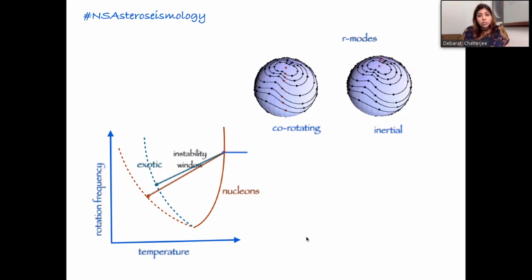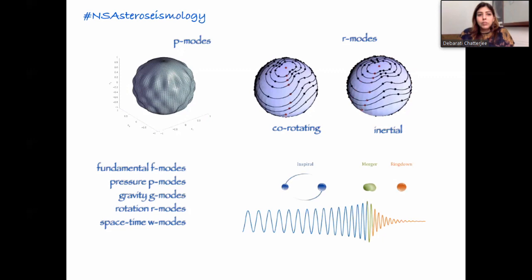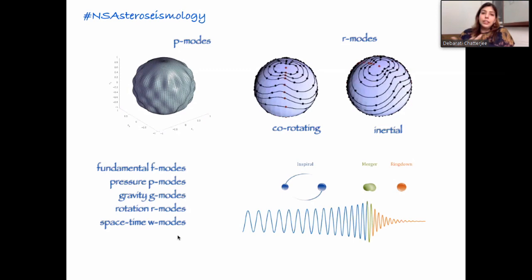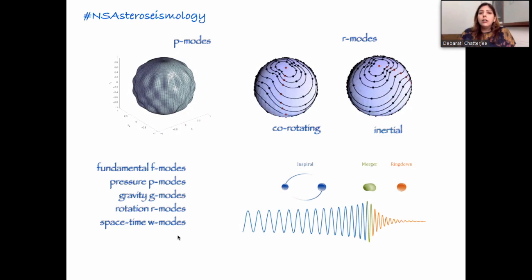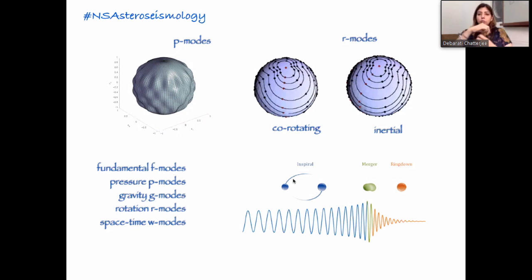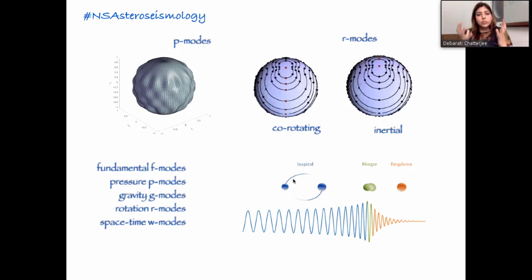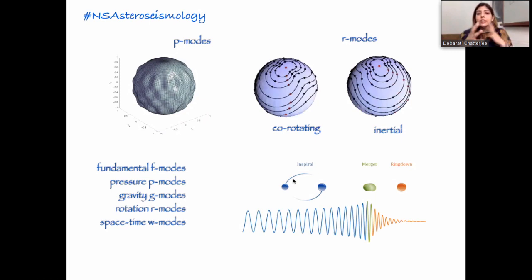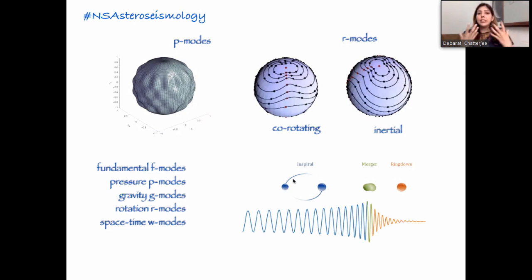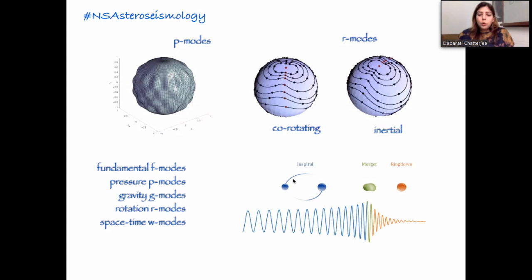No, actually not. These oscillation modes that I talked about are, of course, very active in isolated neutron stars, but they could also be triggered during the merger of neutron stars. During the merger, there is an inspiral when the neutron stars go around each other. There is the merger when they fuse. And after the fusion, a compact remnant is produced, which oscillates in these various modes and finally settles down to a stable compact object.